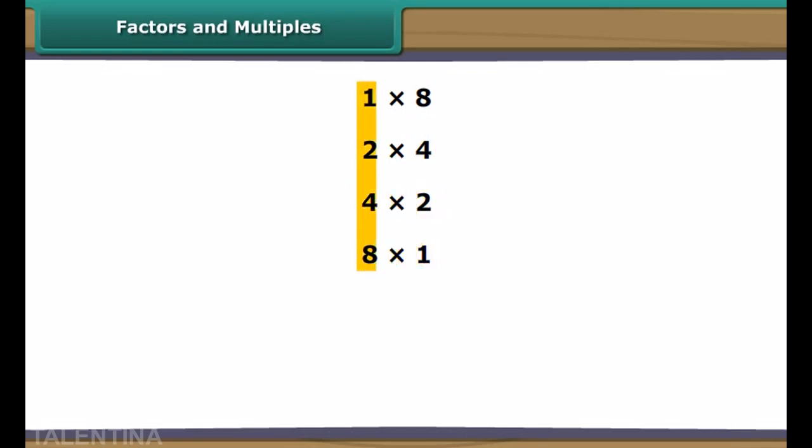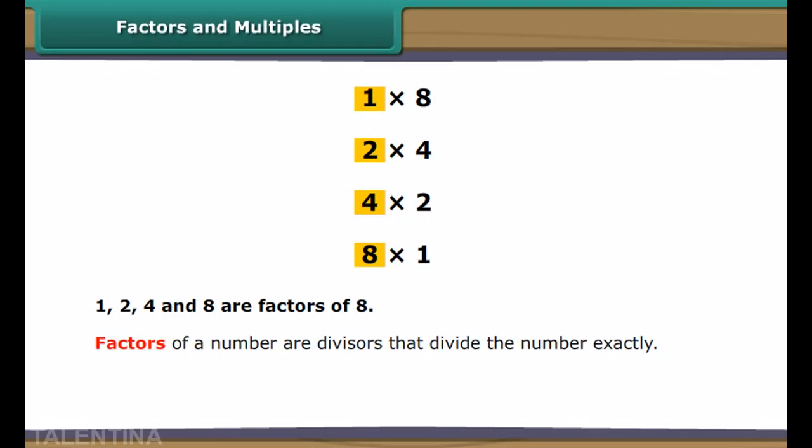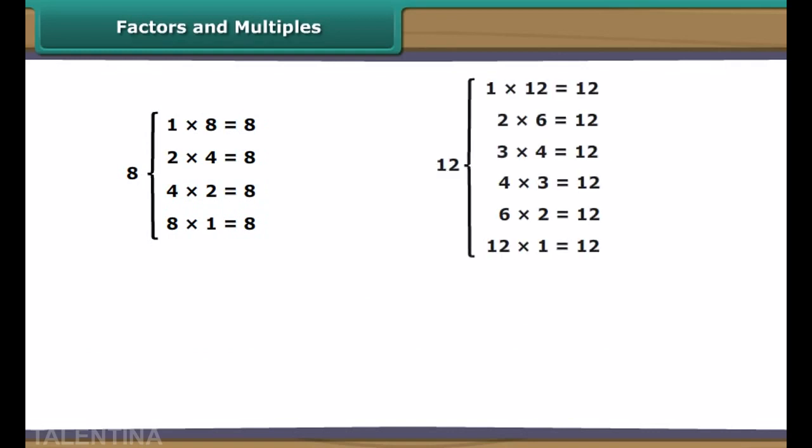The numbers on the left refer to the rows and the numbers on the right refer to the rose plants in each row. The numbers 1, 2, 4 and 8 divide 8 exactly and leave no remainder. Therefore, they are factors of 8. Factors of a number are divisors that divide the number exactly. Let us now list the factors of 8 and 12.